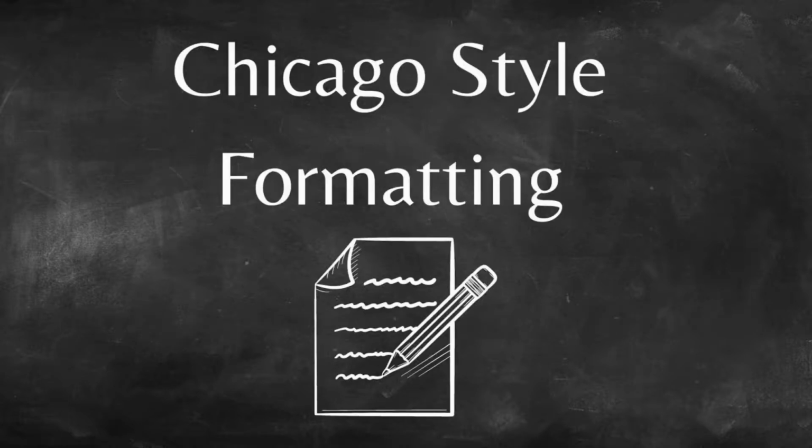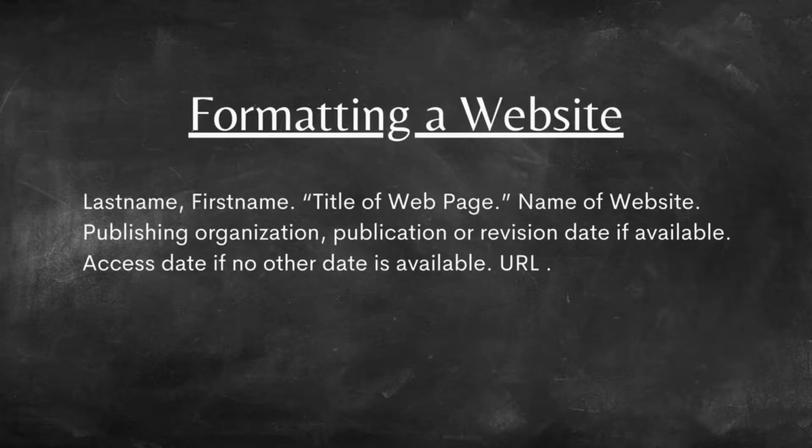And moving on to Chicago style formatting. So when you are formatting a website, so any kind of online source, you would give the last name, comma, first name, period. The title of the web page would be put in quotations. Then you would give the name of the website, publishing organization, publication or revision date if available. And then you also give an access date if no other date is available to you.